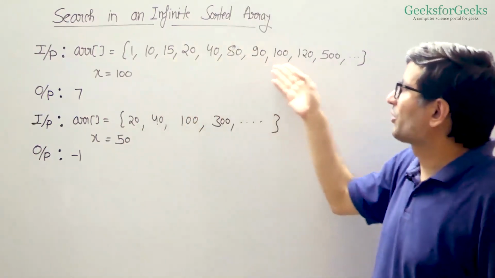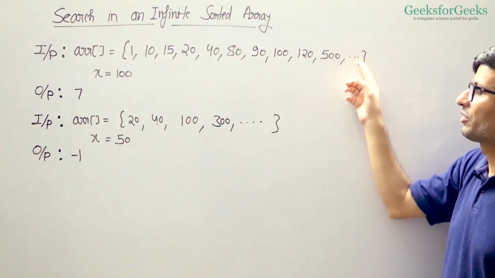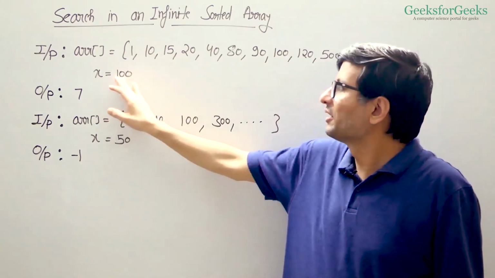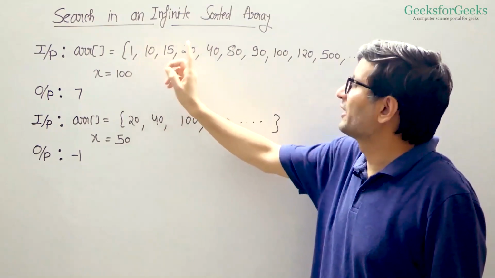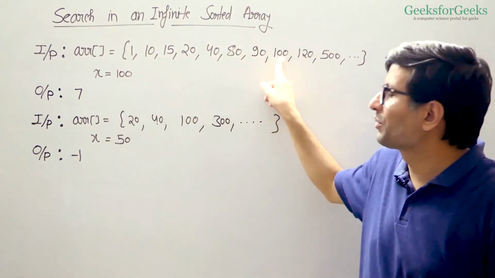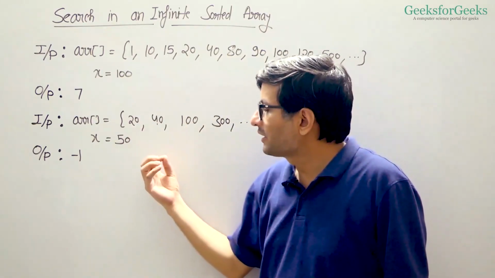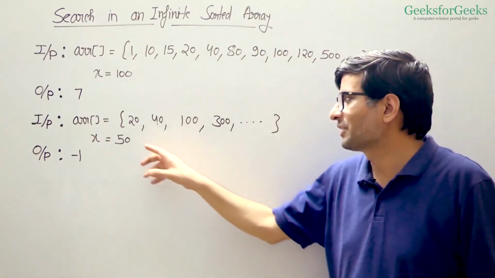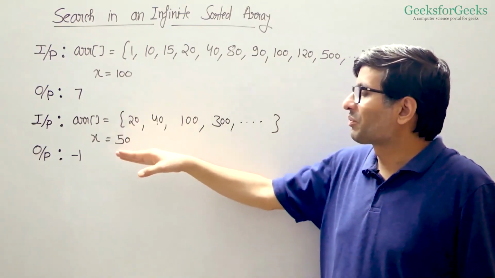We have a sorted infinite sized array. I've used ... to indicate infinite sized, and the element that we are searching is 100. So 100 is present at index 0, 1, 2, 3, 4, 5, 6, 7, right? So our output is 7. Now let's see 50 in this array. 50 is not present in this array, right? So our output is -1.